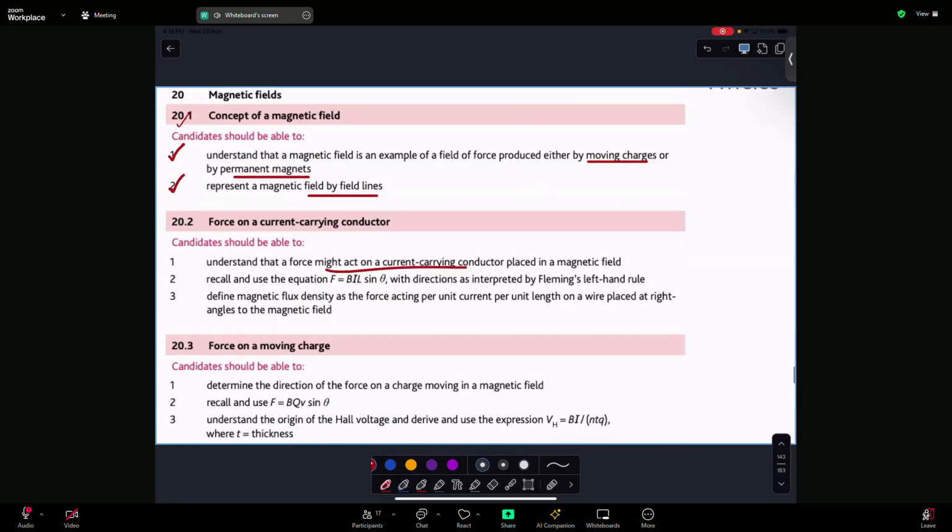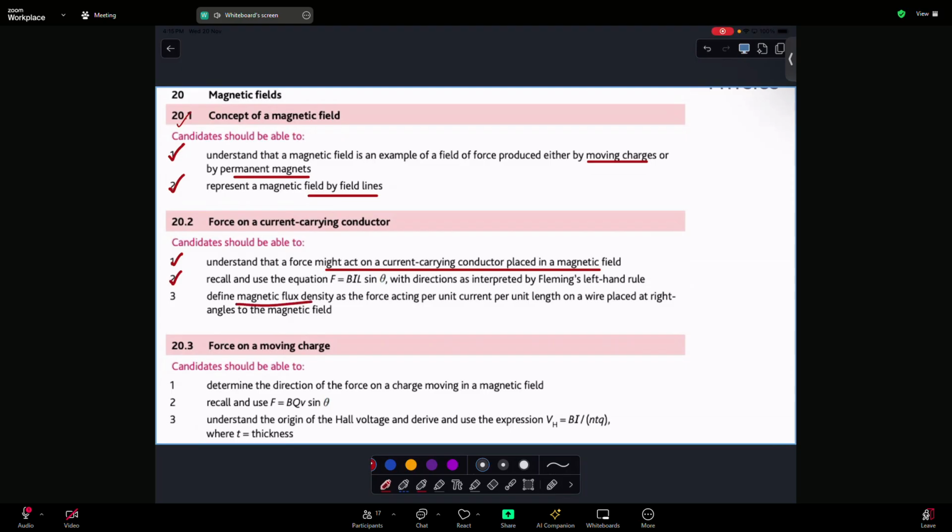And then we go to the motor effect. So understand the force acting on a conductor placed in a magnetic field. We saw that. But the catch is the force will only act fully if your current and your flux are what to each other? Perpendicular. If it's not perpendicular, you will still have a force, but it'll be a lower force. And when it's parallel, there's nothing going on. Recall the equation F equals BIL sine theta. We have done that.